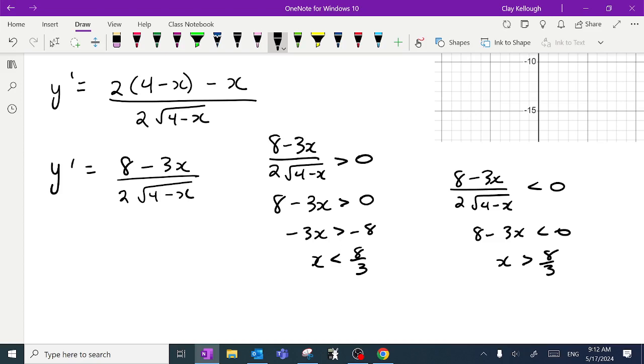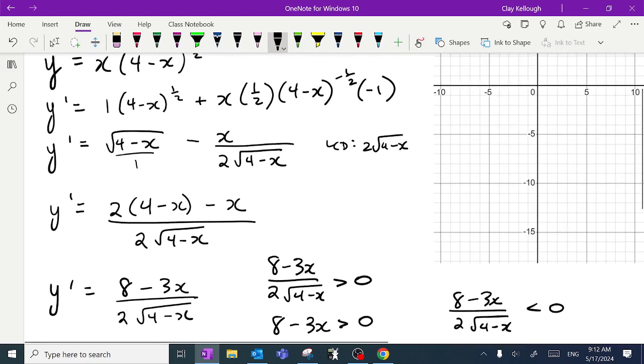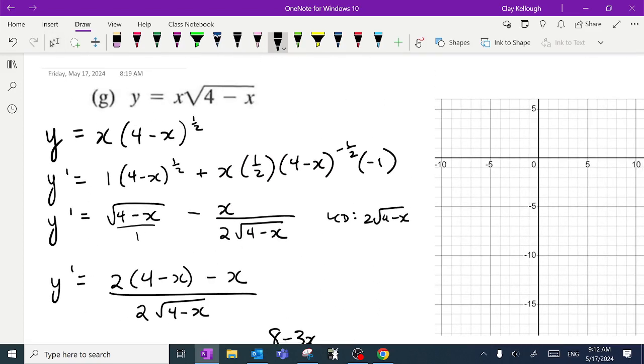But what's the other time that you can have a critical value? When the derivative doesn't exist. And take a look. This is a square root. Right? We started right here at this thing. It's a square root. There's going to be places where this derivative doesn't exist.